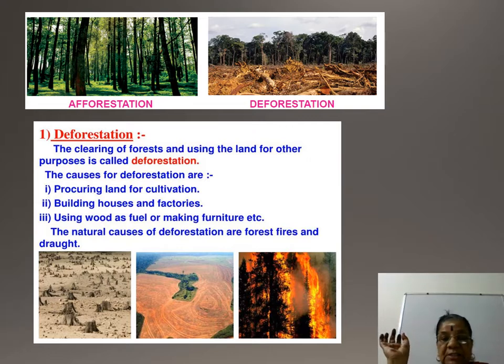So deforestation, the clearing of forests and using the land for other purposes is called deforestation. What's the definition? Clearing of forests and using the land for other purposes is called deforestation. What are the causes? Procuring land for cultivation, cutting all the trees of the forest and taking the land for other purposes. Building houses and factories. Using wood as fuel or making furniture. Right? Other than that, the natural causes of deforestation are forest fire and drought.